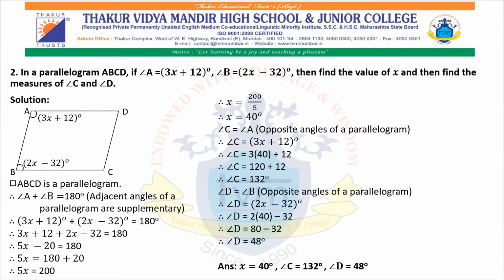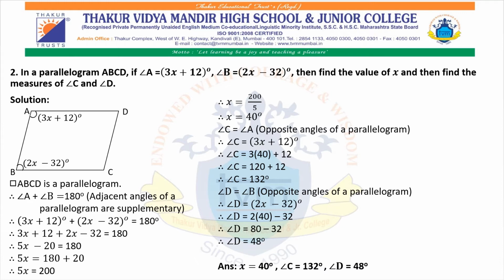Angle C is equal to angle A because opposite angles of a parallelogram are congruent. Therefore angle C is equal to 3x plus 12. We will substitute the value of x. 40 into 3 plus 12, 120 plus 12 is equal to 132 degrees. Therefore angle C is equal to 132 degrees.